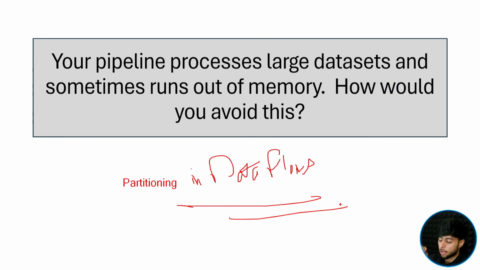So you can just enable partitioning in data flows, which will distribute your data and run it in parallel. It will not completely solve this, but it will mitigate the problem of running out of memory to some extent. The second thing can be pruning your data as much as you can in the initial stages. So these are two possible ways that you can work to mitigate this.